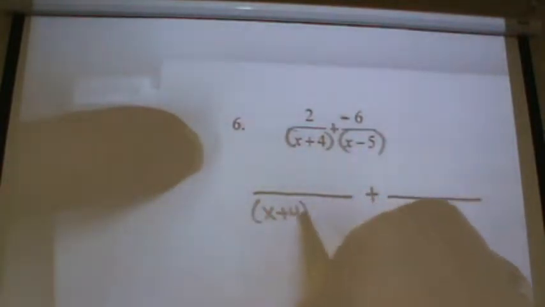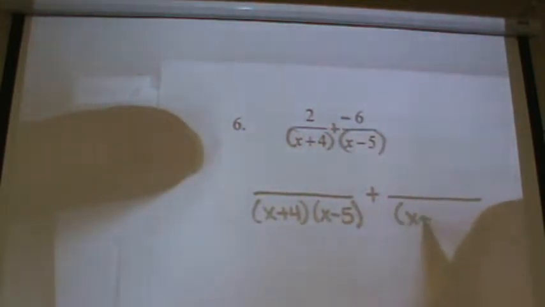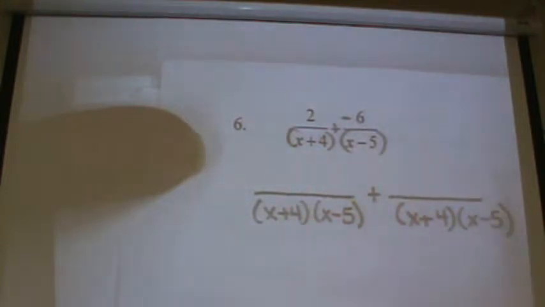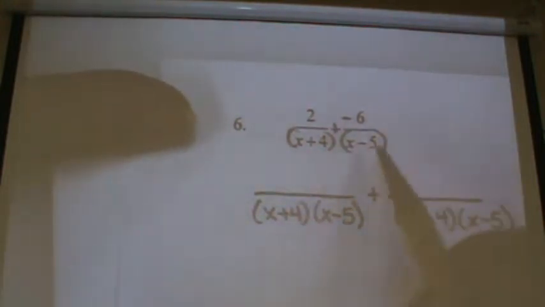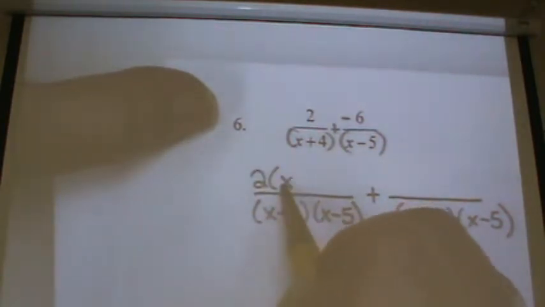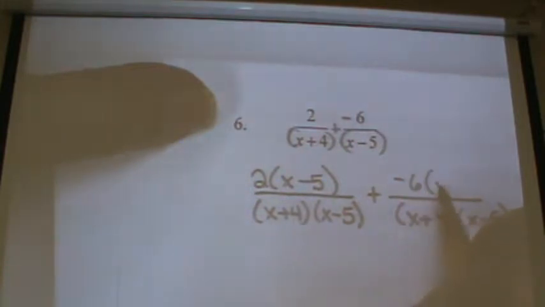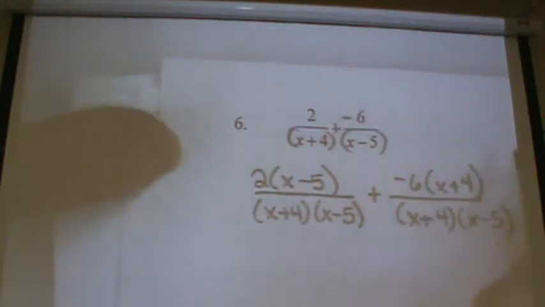What's the common denominator, everybody? X plus 4, X minus 5. So for the denominator, you put everything that's on the bottom in parentheses. Okay, so what are you gonna multiply this 2 by? X plus 4. What are you gonna multiply this negative 6 by? X plus 4. Okay, can we do that together?